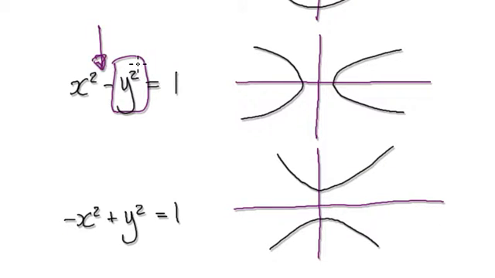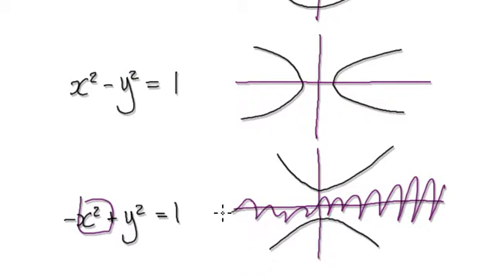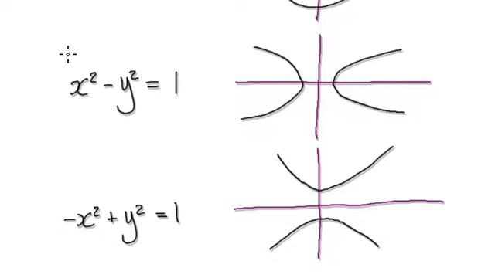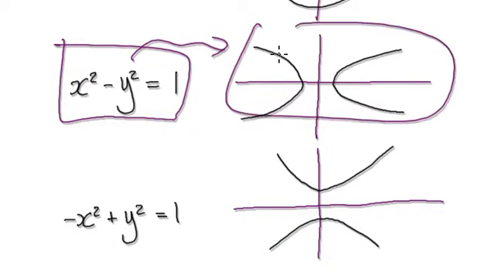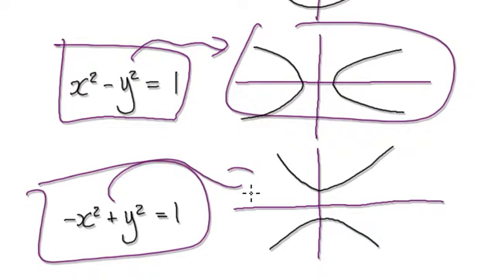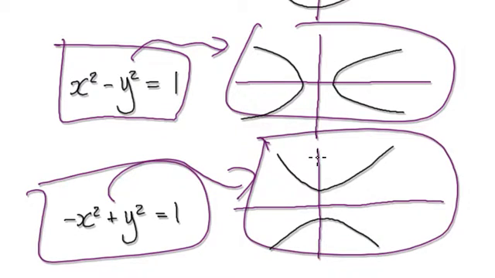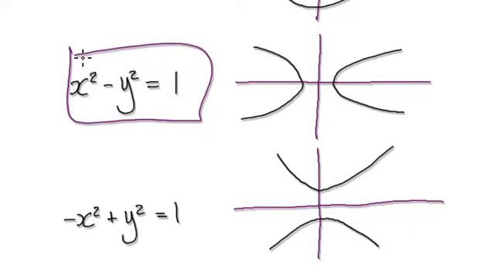When you have a negative here, just remember along the y-axis there's a gap. Here you've got a negative x squared, so along the x-axis you've got a gap. So bear that in mind. We're going to try and understand why this equation will yield this graph, and then why this equation will yield this graph. So let's have a look at this one here.